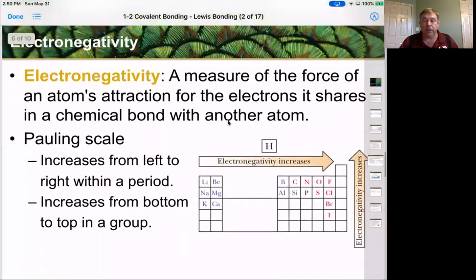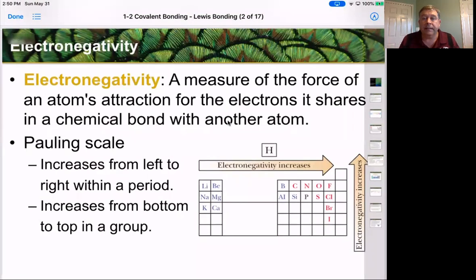Okay, so let's talk about electronegativity. Electronegativity is just the measure of the force of an atom's attraction to electrons it shares in a chemical bond with another atom, okay? Which really means, how much do you really want that electron? So when we look at electronegativity, electronegativity increases as we go across the table and as we go up the table. Okay, which means fluorine is our most electronegative atom. It is the most likely to want to take away electrons from somebody else.